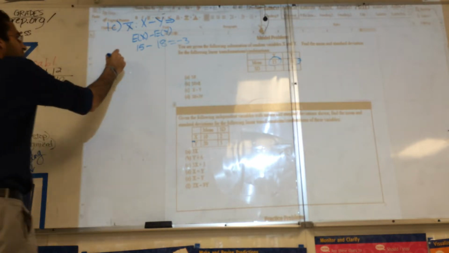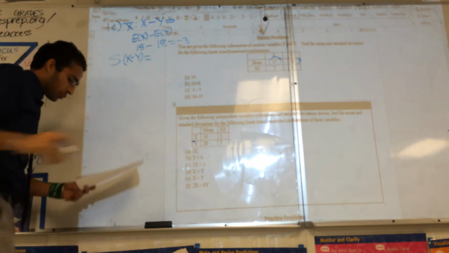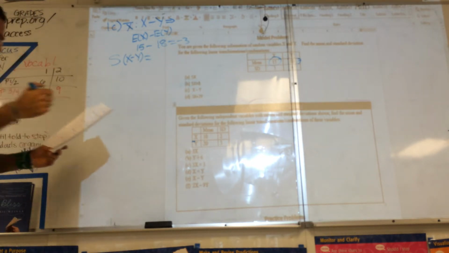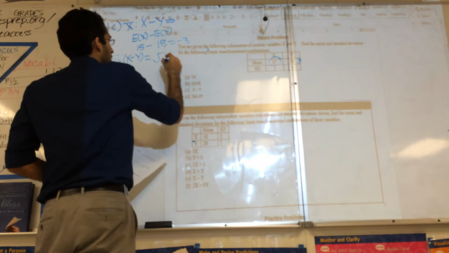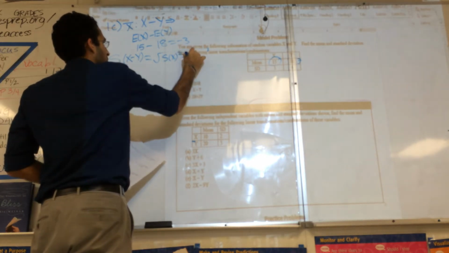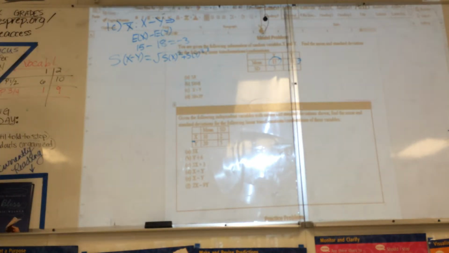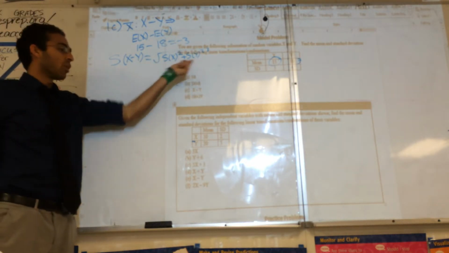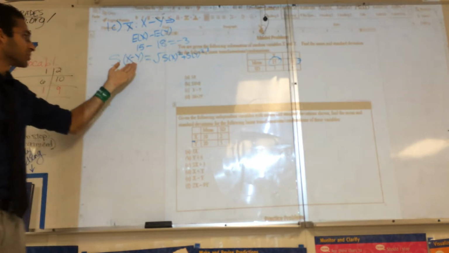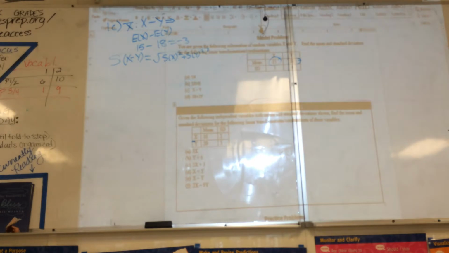Now we want to find the standard deviation of x minus y, which is equal to, please note what the formula says, the square root of the standard deviation of x squared plus the standard deviation of y squared. This is not a typo. We always add these. Always, always, always. Regardless of what's happening here, this is always a plus sign.